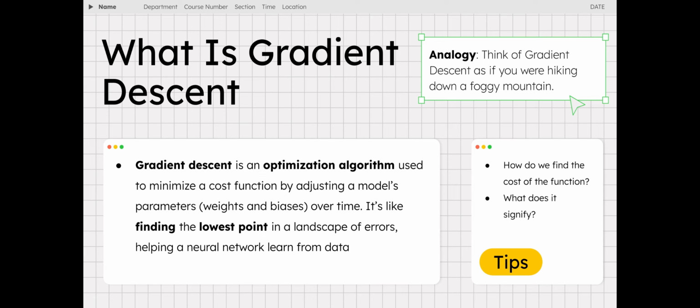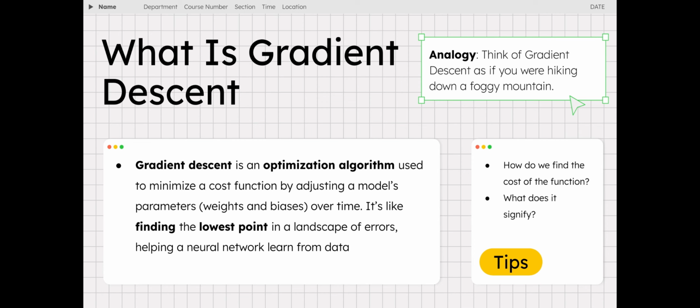So what is gradient descent? Gradient descent is an optimization algorithm used to minimize the cost function by adjusting a model's parameters, which are its weights and biases, over time. It's finding the lowest point in a landscape of errors, helping a neural network learn from the data. An analogy I like to think about is: imagine you were hiking down a foggy mountain.